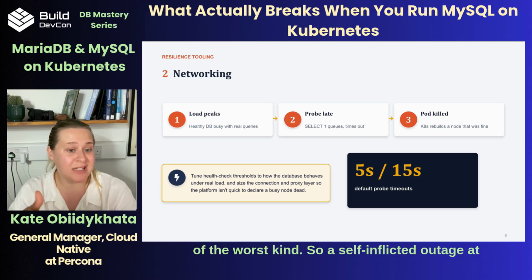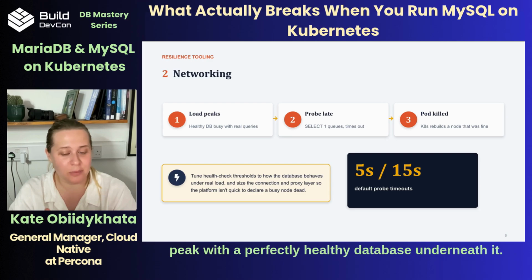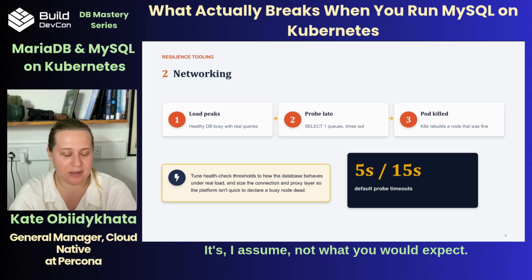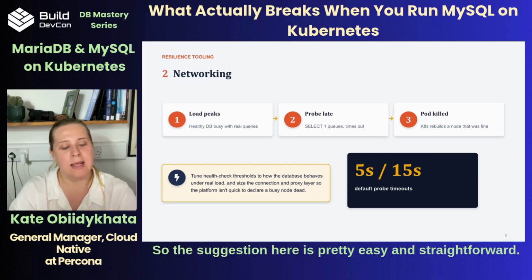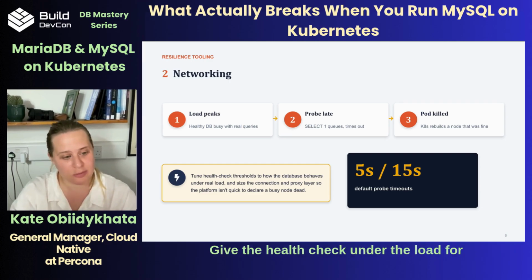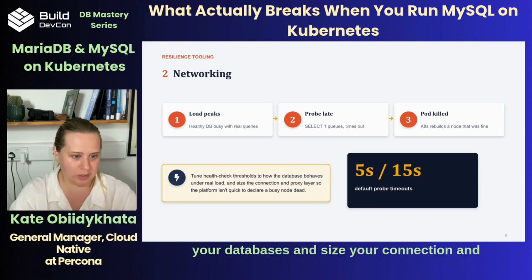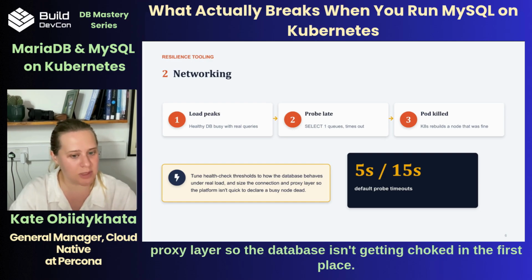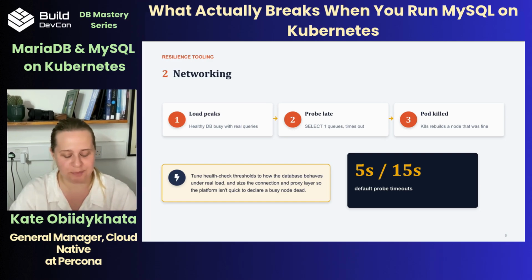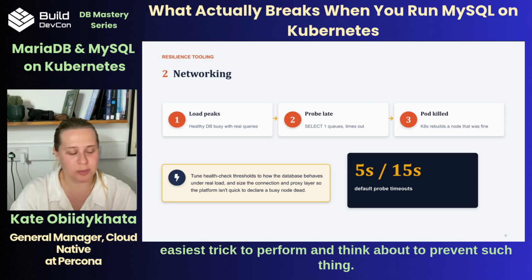A self-inflicted outage at peak with a perfectly healthy database underneath it, it's, I assume, not what you would expect. So the suggestion here is pretty easy and straightforward. Test the health check under load for your databases and size your connection and proxy layer so the database isn't getting choked in the first place. That's usually the easiest trick to perform and think about to prevent such a thing.